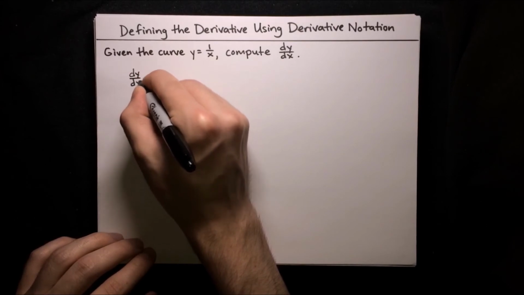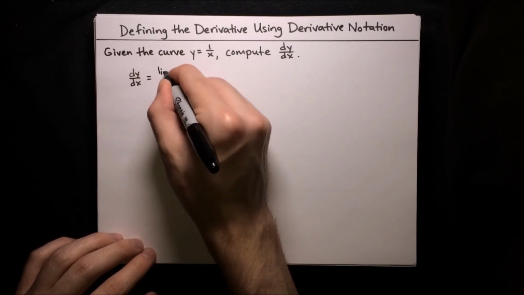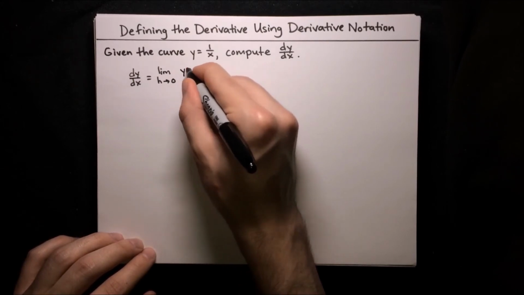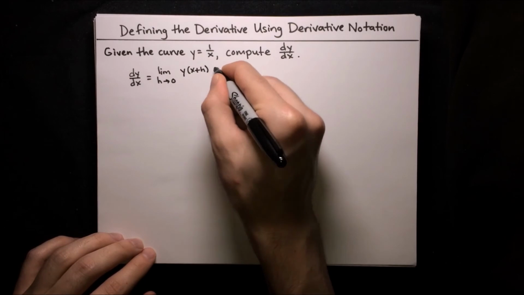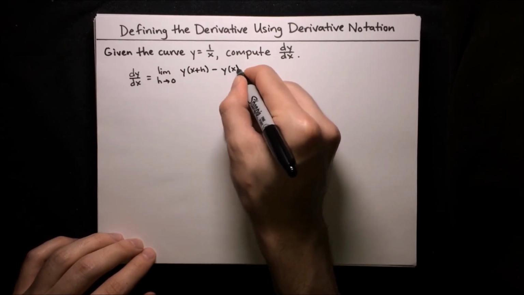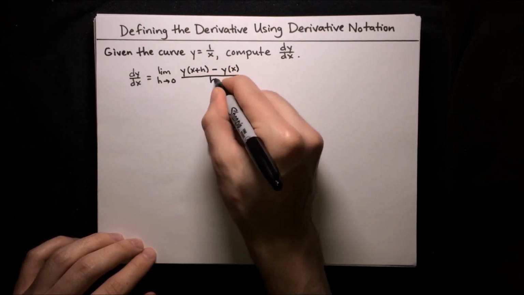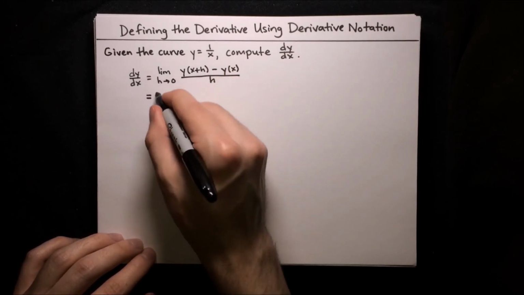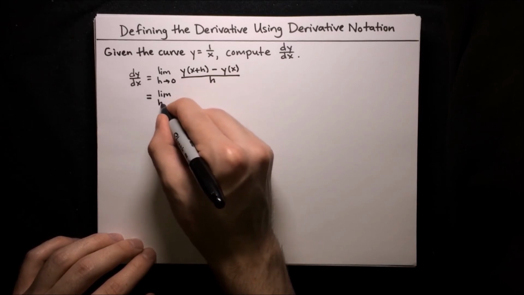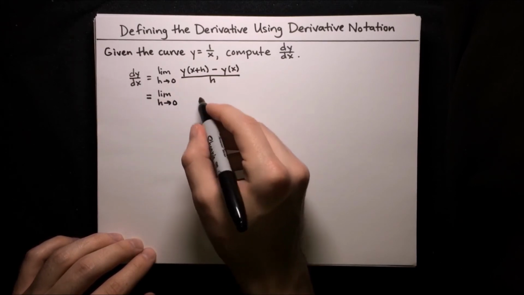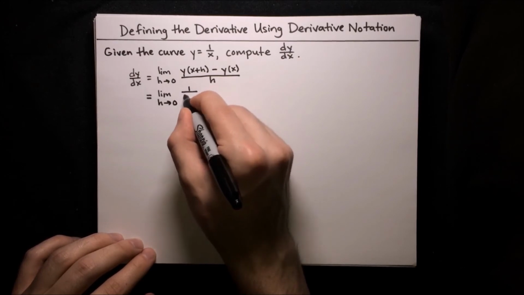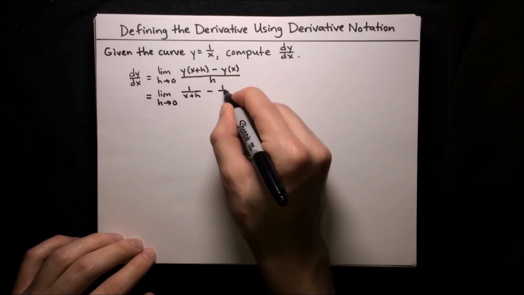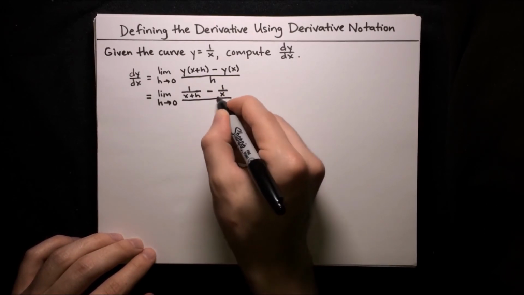dy/dx is just the limit as h approaches 0 of y of x plus h minus y of x, all over h. We can use our function definition for y of x. y of x is just 1 over x, so we'll plug that into our limit problem. y of x plus h is then just 1 over x plus h, and y of x is just 1 over x, and that's all over h.